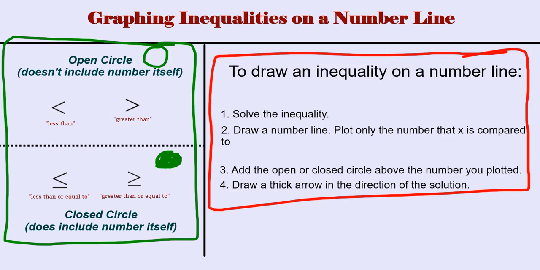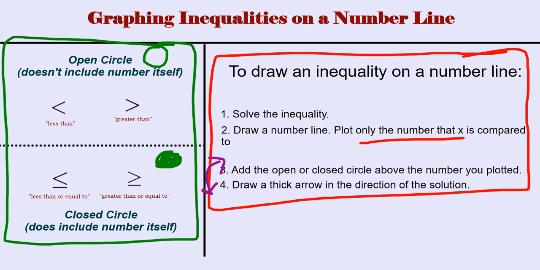And then what we saw over here on the right, with the 4 steps for drawing an inequality on a number line, those are the things that we did before. We had an inequality that was solved. We drew the number line, that was the black number line. We plotted only the number x was compared to, in that case 10. Then you add the open or closed circle, and you draw a thick arrow. These two, numbers 3 and 4, can be switched in whichever order you want. You just need an arrow and a circle depending on what direction you need to go in and whether or not you have an "or equal to" style inequality or what we call a strict inequality, which is just less than or greater than.